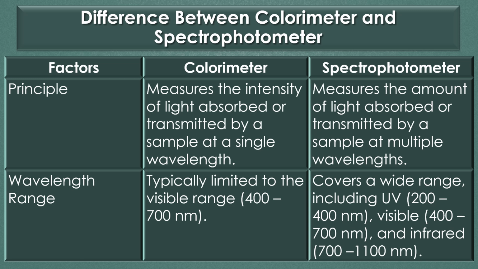Wavelength range: the wavelength range of colorimeter is typically limited to the visible range, that is 400 to 700 nanometer. The wavelength range of spectrophotometer covers a wide range including UV ranging from 200 to 400 nanometer, visible 400 to 700 nanometer, and infrared 700 to 1100 nanometer.